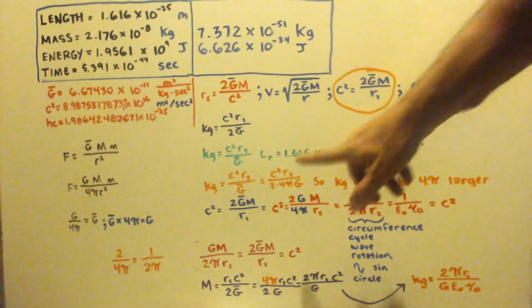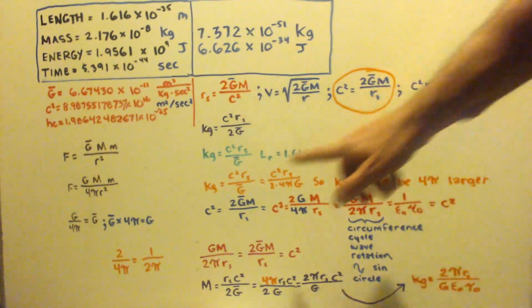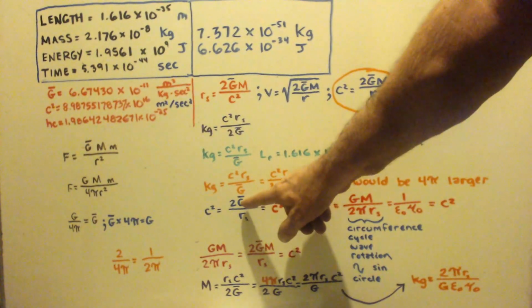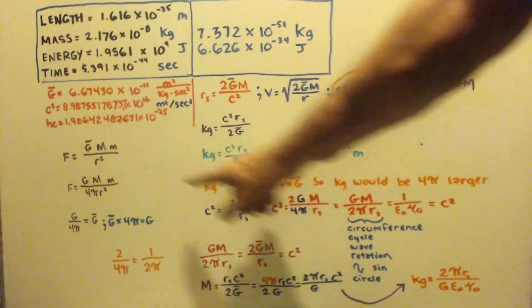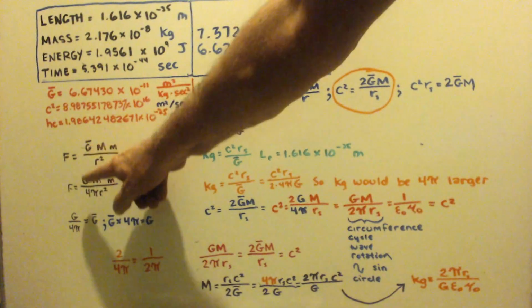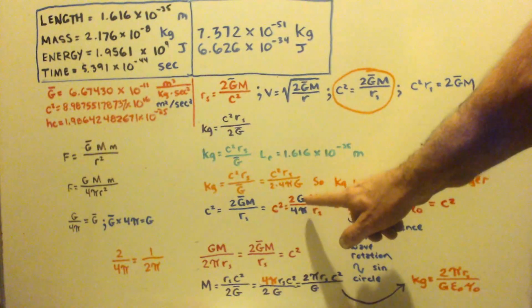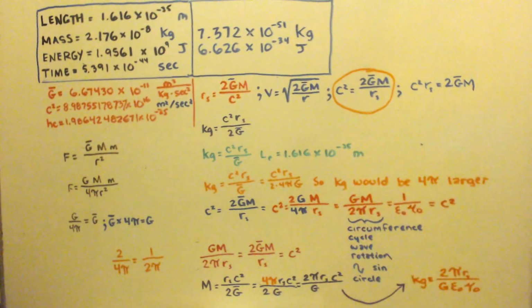Let's take this formula from here and put it down here, okay? Now I want you to think. If this was the reduced G, what do you replace it by? You replace it by a regular G over 4 pi. So that's what I did. Here's regular G over 4 pi.